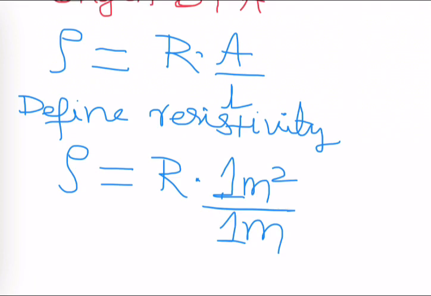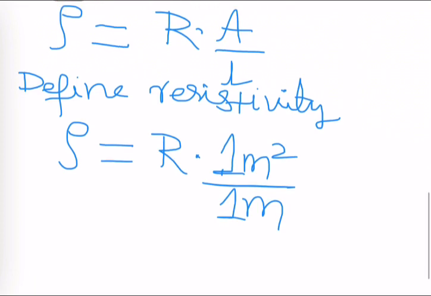Come on, tell me, define the resistivity of a wire. Resistivity is numerically equal to the resistance of a wire having 1 meter square area of cross section and length 1 meter. Okay, now we have to solve for the unit of resistivity.